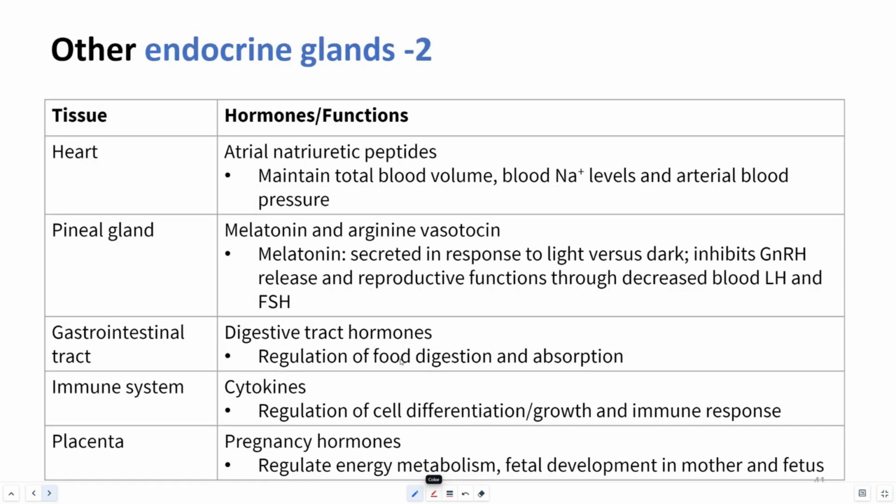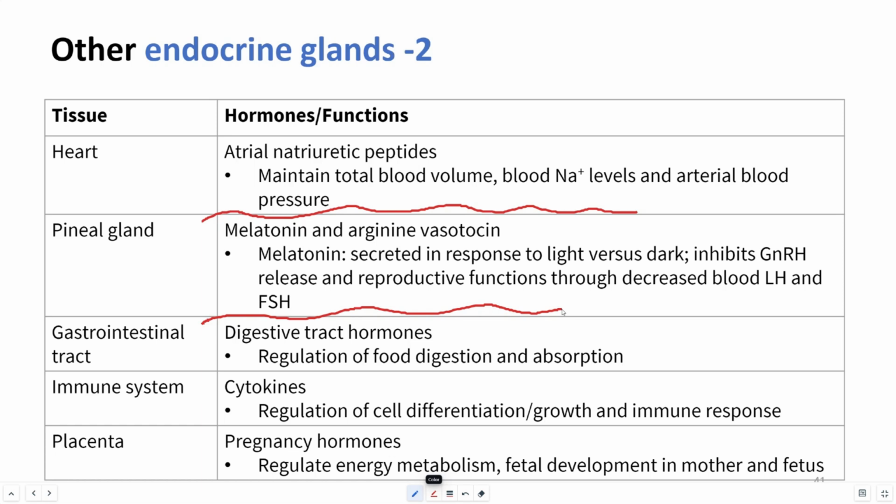Here are some other tissues that also secrete hormones in the body. The heart creates ANP, atrial natriuretic peptide, by causing a drop and reducing of sodium uptake, therefore increasing urine output. The pineal gland creates melatonin and arginine vasotocin. Melatonin's main function is that it is secreted during the light versus dark environments. It inhibits GnRH release and is believed to have reproductive functions through decreased blood LH and FSH.